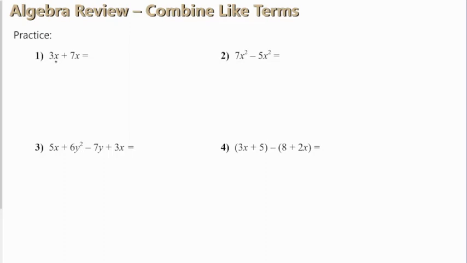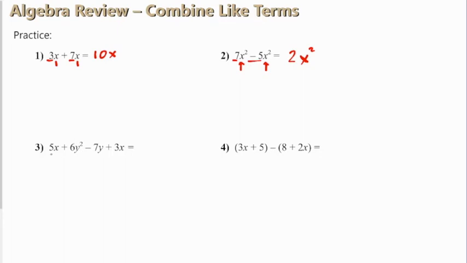Number 1, I see they both are x terms to the first exponent, so they are matching. I can combine their coefficients of 3 and 7, so 3 plus 7 gives me 10x. In the second problem, we can see that they are like terms because they both have the variable x squared. So we can take the coefficient of 7 and minus 5 and combine them. 7 minus 5 is 2. And then we put that variable with the exponent there, and that's our answer, 2x squared.